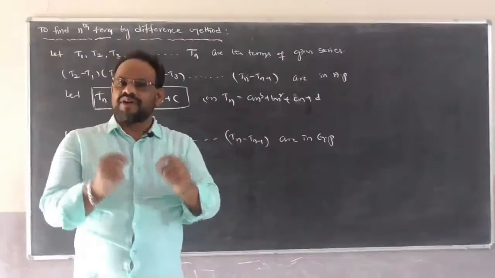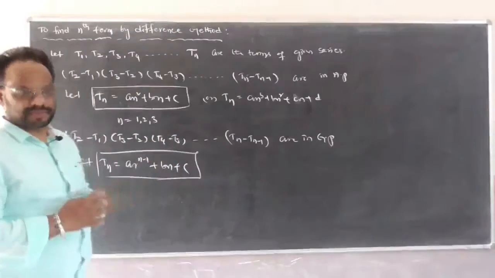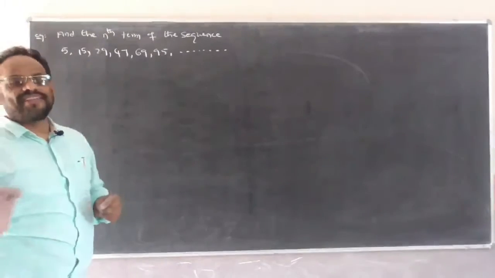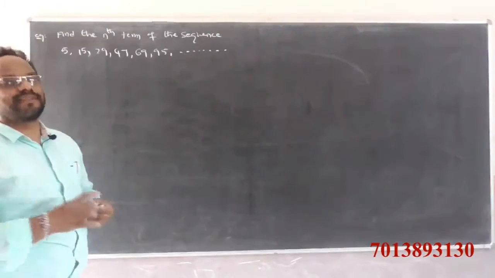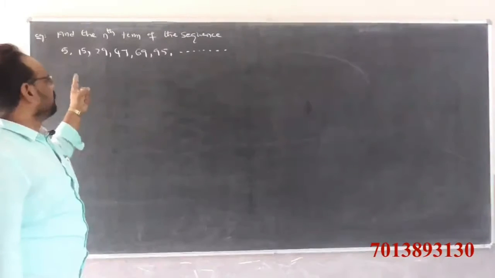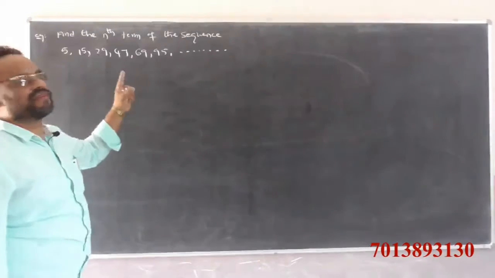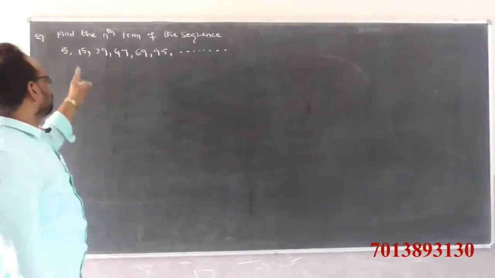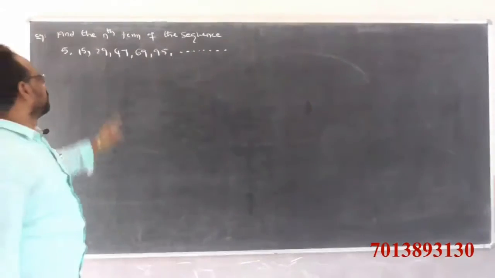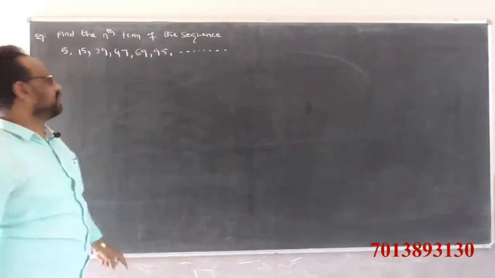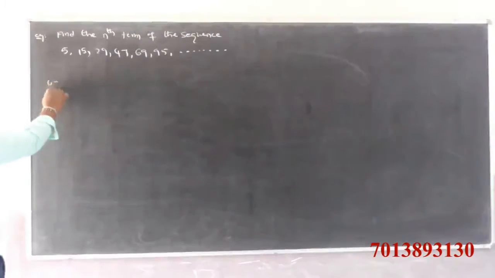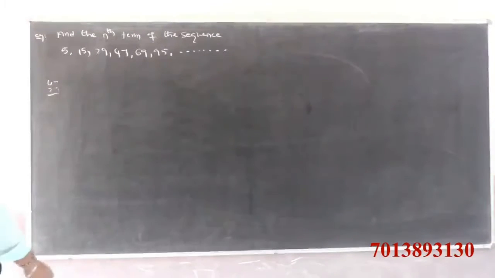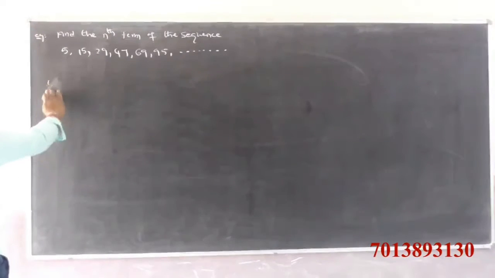Let us discuss one small example, and we will understand this concept. Observe here one example. Find the nth term of the sequence 5, 15, 29, 47, 69, 95, and so on. Observe here, 15 minus 5, how much? 10. 29 minus 15, 14. 47 minus 29, 18.